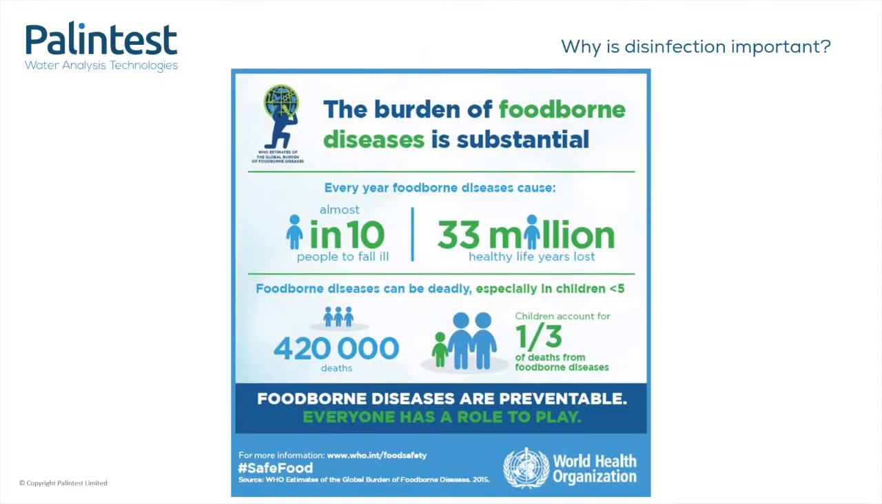So foodborne disease is a global issue. The WHO recently issued this infographic. Almost 1 in 10 people fall ill due to foodborne disease each year, and these diseases cause the loss of 33 million otherwise healthy lives each year. The death rate is especially high in children. A third of the deaths of those 33 million are children. So safe food is an important global issue.